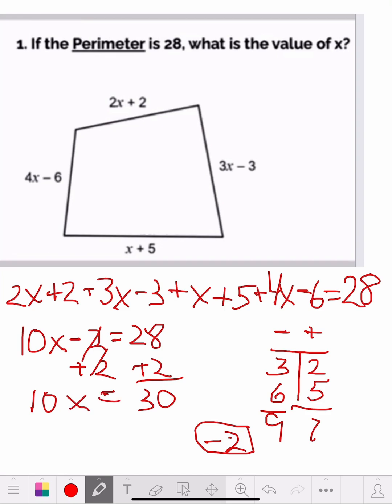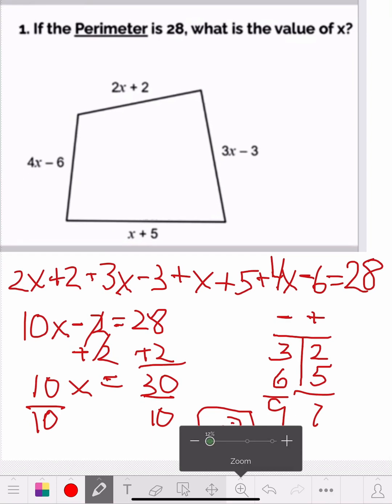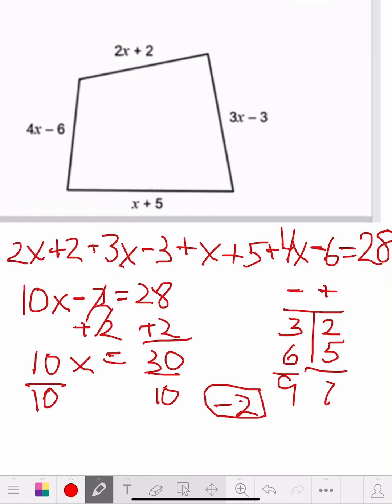So now we still got to get the x by itself. So it's 10 times x. What's the opposite of times? It's division. So we divide this side by 10, and we divide this side by 10. So that brings the x down. These two cancel out, right? The x comes down. X equals 30 divided by 10 is 3. So x equals 3. And that's it.